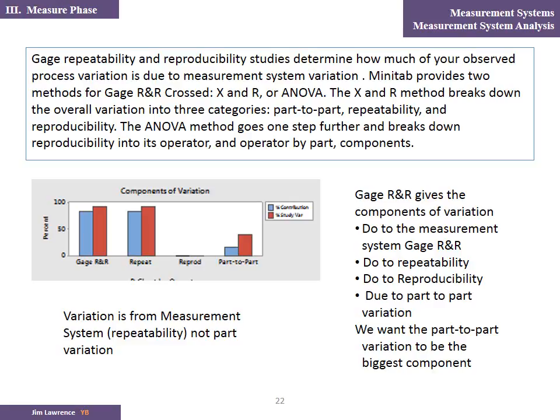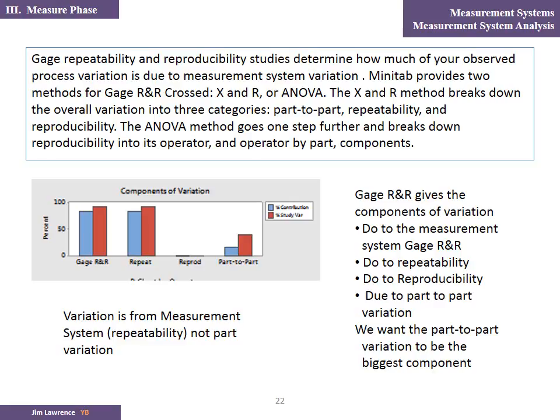We want the part-to-part variation to be the biggest component. That indicates that we're actually measuring differences in the part, picking up the variation that we want, and not being victim to the variation that we don't want from the measurement system. So in this example output from a statistical analysis software package, the variation is from the measurement system, the repeatability component, not the part-to-part variation. So this measurement system analysis would fail. We would want the part-to-part variation to be the largest component of variation.